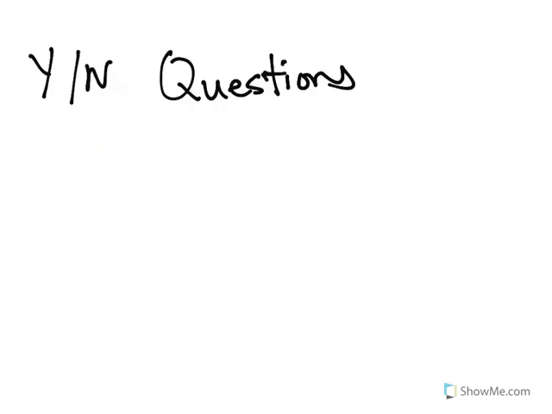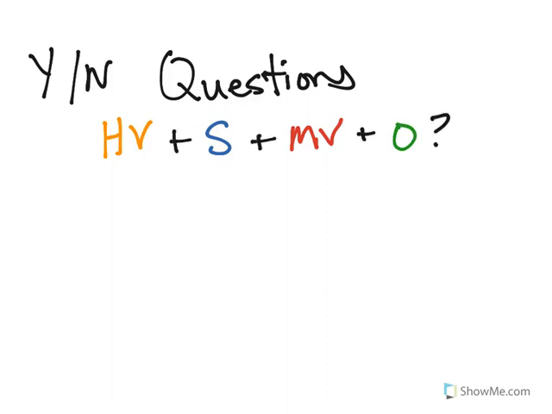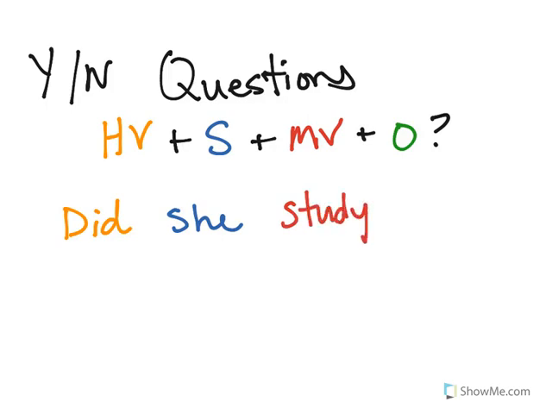Now let's take a look at a yes or no question. Again, here it's very easy. Follows the same pattern. Helping verb, subject, main verb, and then object for my yes or no question. So cool. My helping verb, no matter what, is did. Did she, and then my main verb is just the simple form when I use a helping verb. Did she study English?